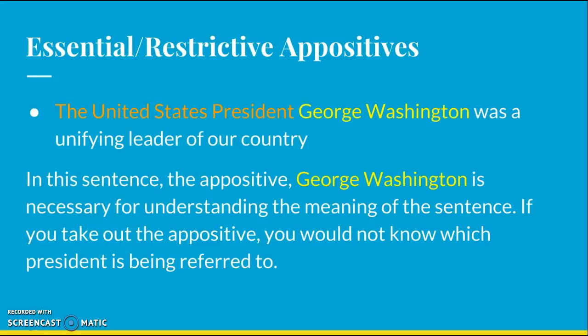So an example of this is, the United States President George Washington was a unifying leader of our country. In this sentence, the appositive is George Washington. And this is necessary, that's why we don't need to use a comma, because we wouldn't know which president is being referred to.